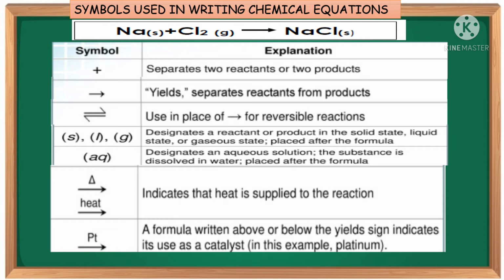And when we see delta at the top of the arrow, it indicates that heat is supplied to the reaction. While if we see Pt at the top of the arrow, a formula written above or below the yields sign indicates that it is used as a catalyst. In this example, we have the platinum element.